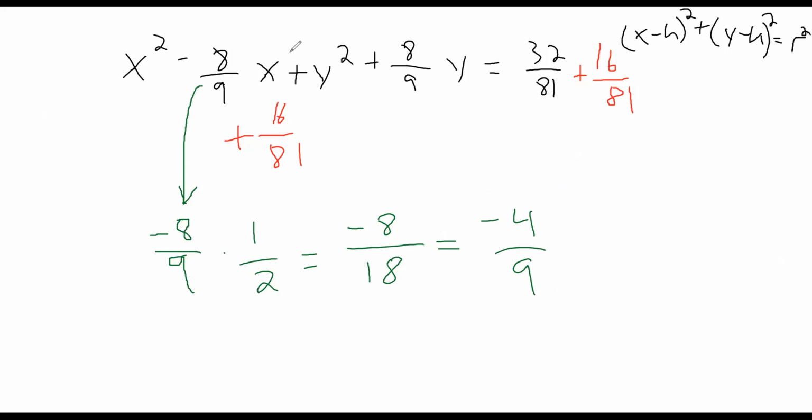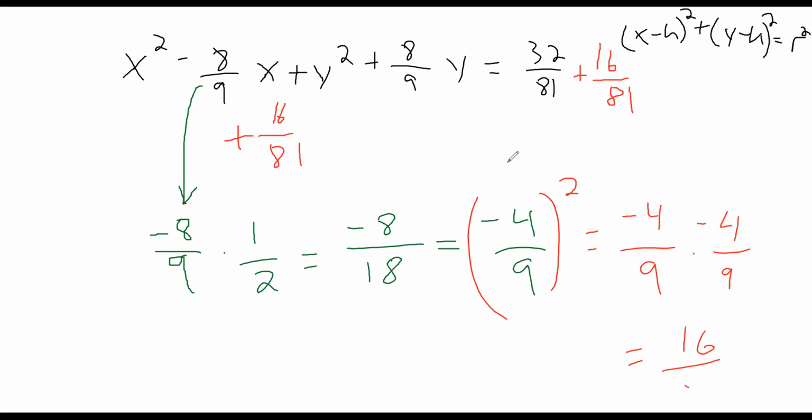So you need to draw the blanks in and remember what to do. Take this divided by 2 squared. And then we square it, we multiply it to itself. It's going to become +16/81.